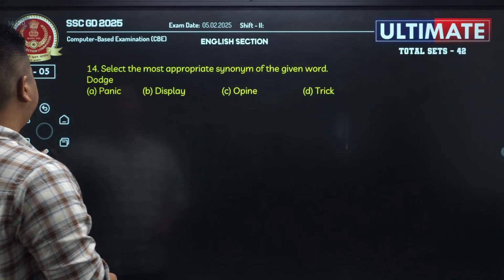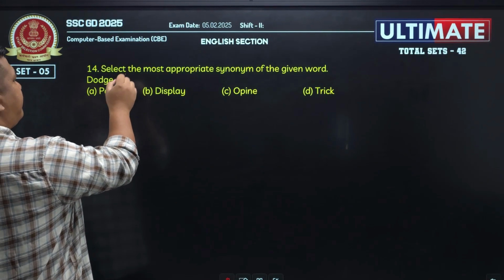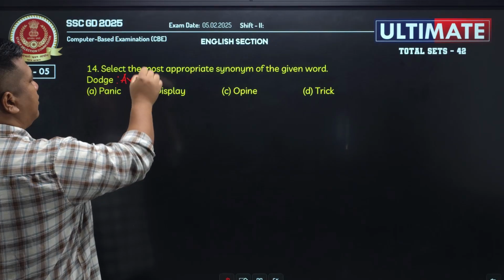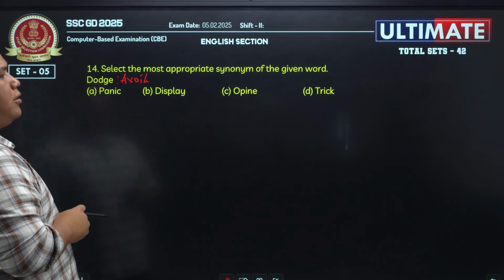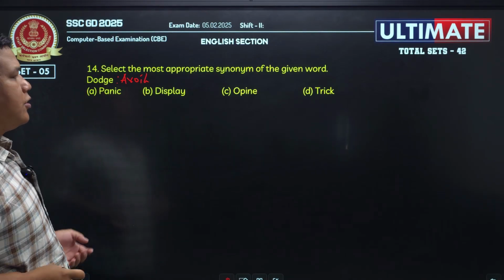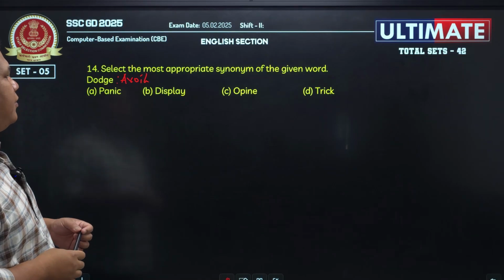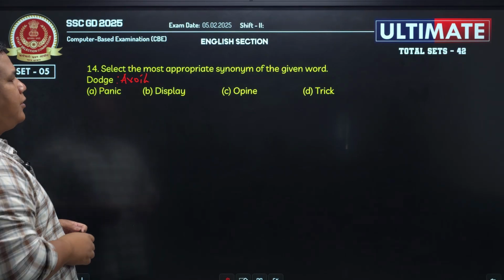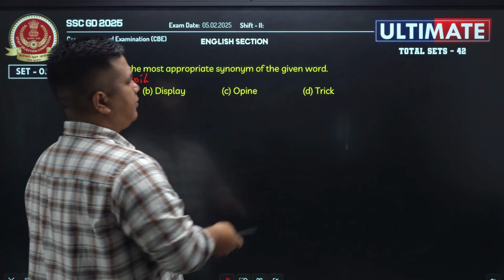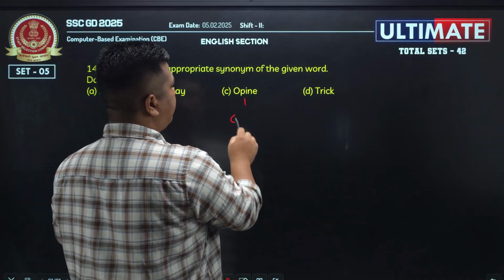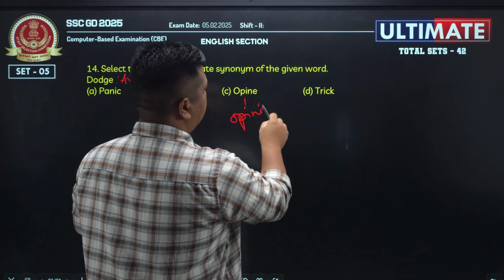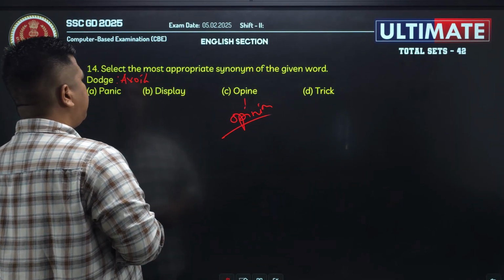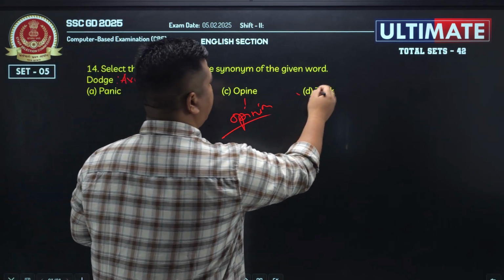Dodge. Avoid. You cannot dodge the bullet this time. Synonym of dodge, to avoid something. Panic, display, show, opine, having an opinion, sharing an opinion. So dodge means you're avoiding, that means you're tricking.